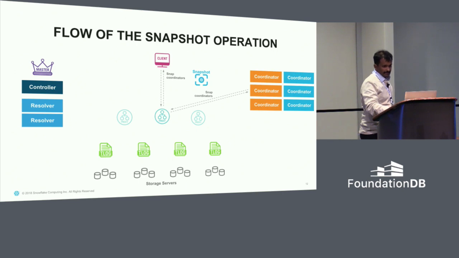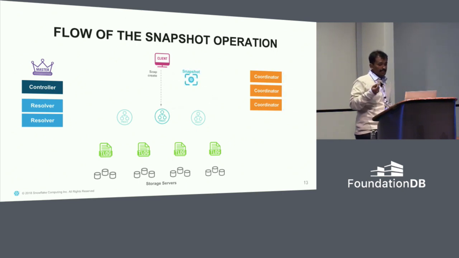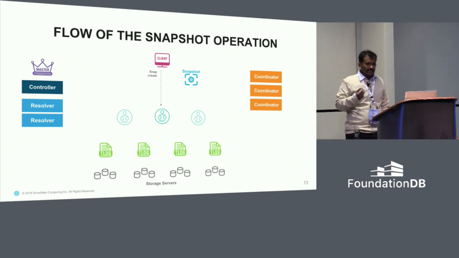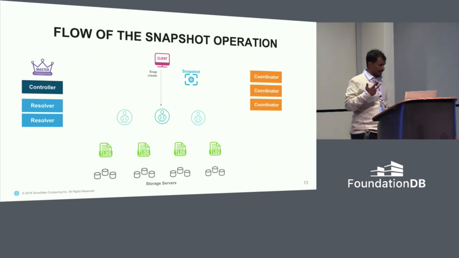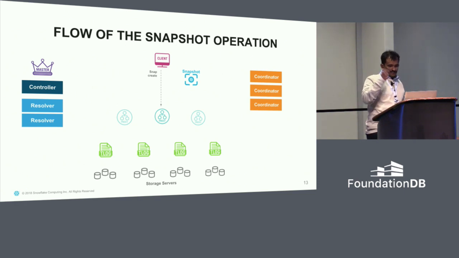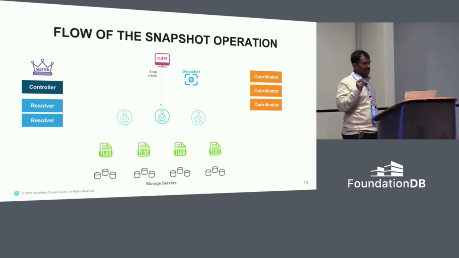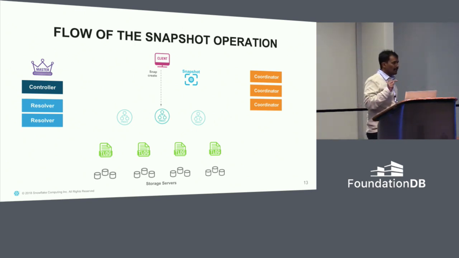Once that is complete, the client sends a snap create command to snap the TLogs and the storage. This snap create is nothing but a specialized transaction, except that it is different in two ways. First, this snap create command goes to every TLog and every storage server in the system. The second way it is different is that when TLogs and storage see this special command, they respond by creating a snapshot of their disks or the file system.